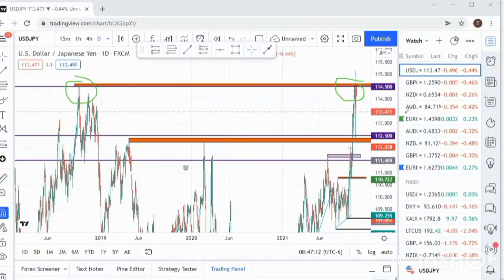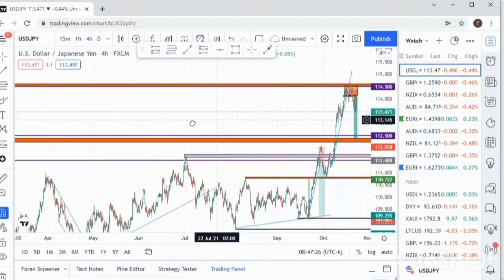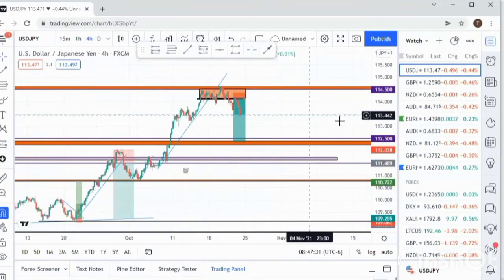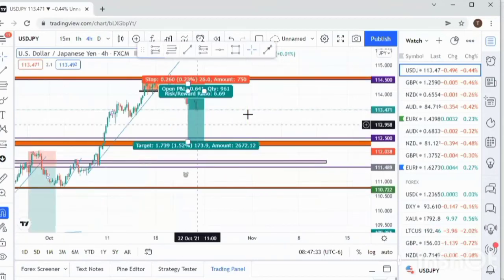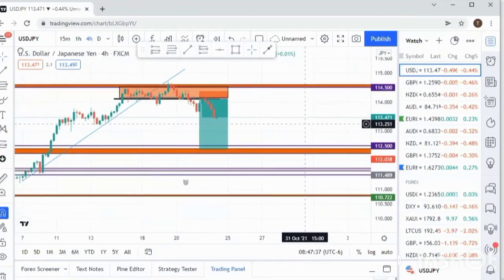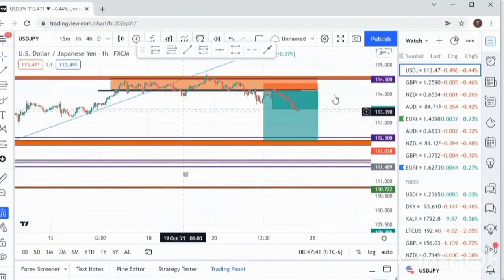Now that it came to my zone and also my psychological level 114.5, what I should be expecting is to go down to a lower time frame. I'm on a daily time frame, so I'll go back to a 4-hour time frame and look at structure. Let me zoom into a 1-hour, 4-hour time frame, but it's actually going to be clearer on the 1-hour time frame. So I hop into a 1-hour time frame.